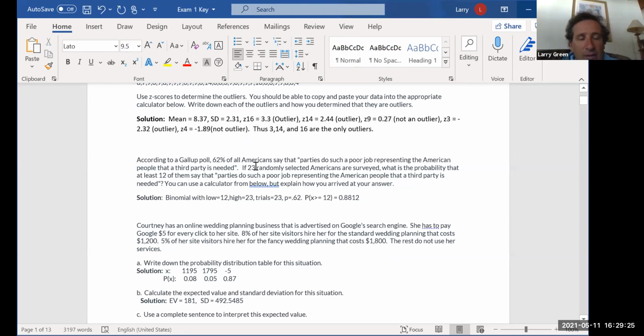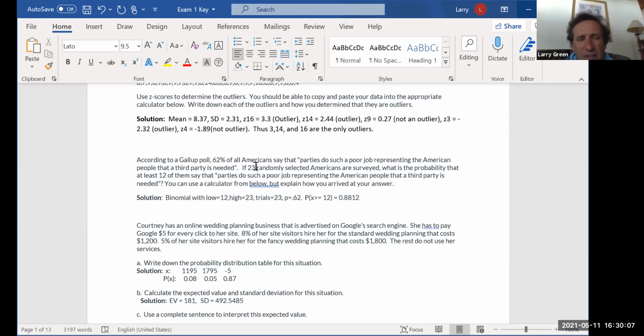The biggest mistake people made on this next one was not using the binomial distribution. This is a classic binomial question because we have 23 trials, and the survey question is: do parties do a poor job representing American people, so that a third party is needed? The person is going to say yes or no. With a yes/no question, and you're asking many people, that's binomial.